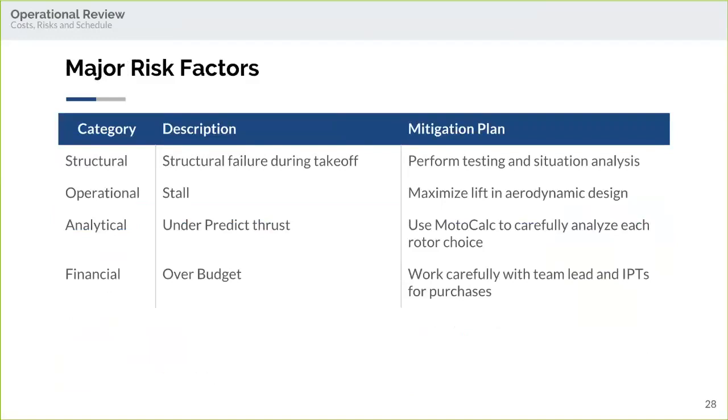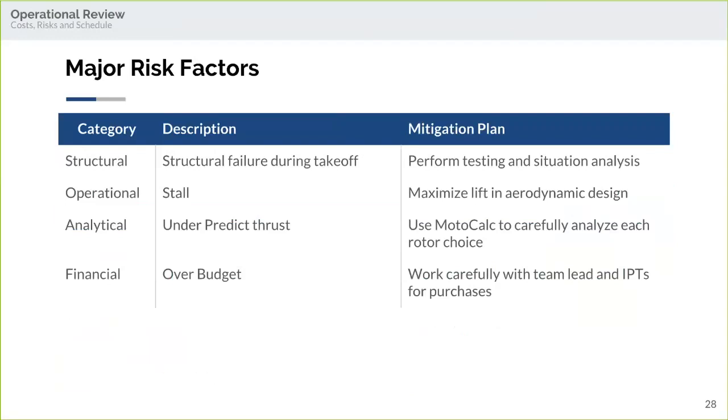For our main risks in each department, we have a structural failure, and the way that we'll mitigate that is to just make sure everything is tested in simulations and hope that we have sufficient factors of safety. Operationally, the main risk is a stall. In order to combat that, we're designing our aircraft to fly at a lower angle of attack than our critical angle of attack, which will prevent the aircraft from entering the stall regime.